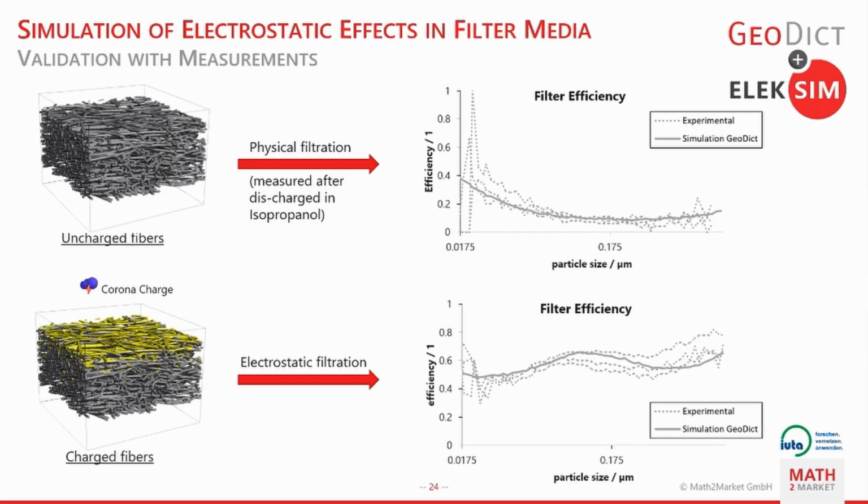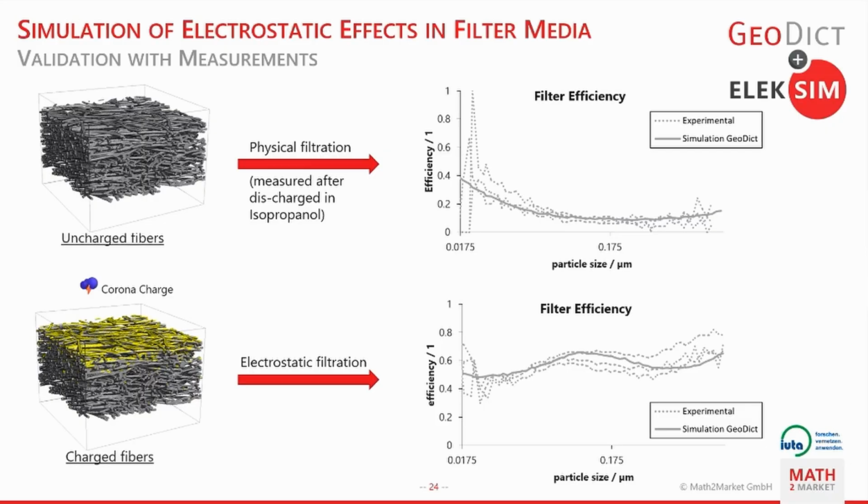So another highlight achieved in Filtration last year was a general validation of the filter efficiency simulations for electrode air filters. In this validation project, we looked at 6 different electrode materials. All the materials were imaged by micro-CT and imported into GeoDict. We simulated the filtration efficiency for these materials, both under the assumption of a discharged filter media and under the assumption of a charged filter media.